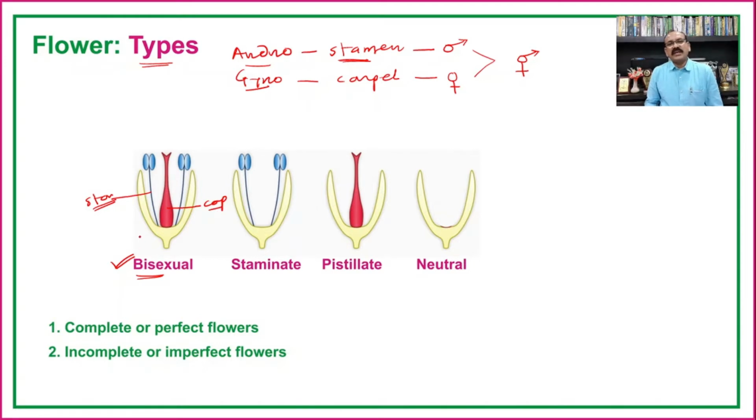So, such flowers in which there is development of both the androecium and gynoecium are known as bisexual flowers, and this is the sign for the bisexual one. But in some cases the androecium is completely absent, and in some cases the gynoecium is completely absent, or if they are present they are rudimentary or reduced.